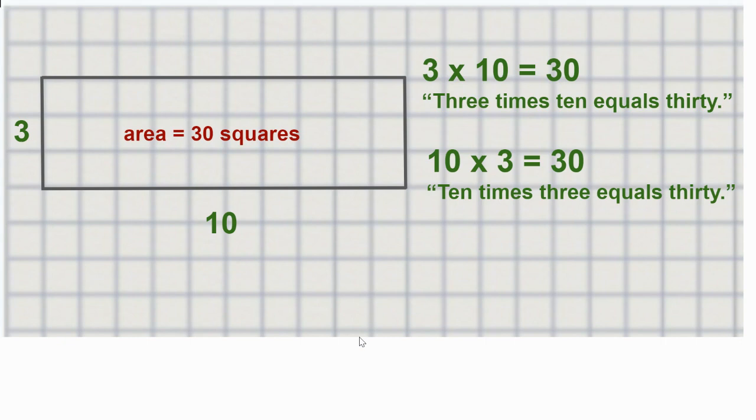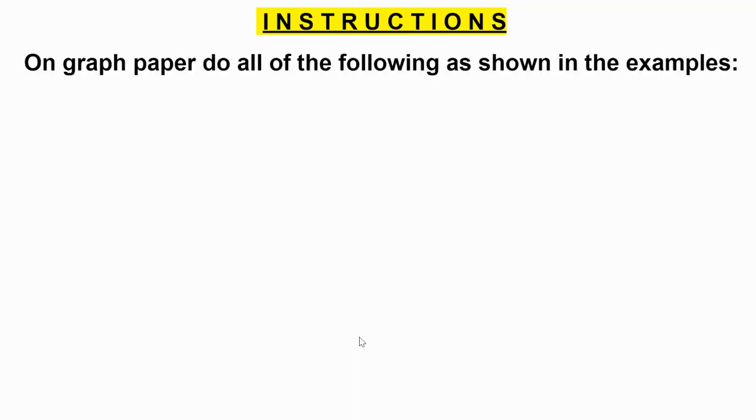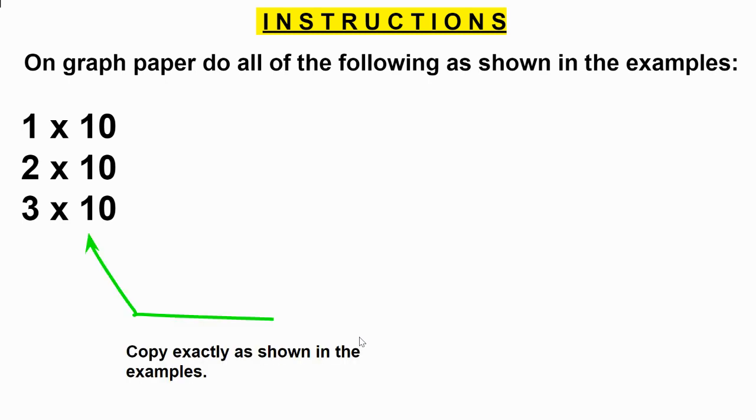So you are going to do this on graph paper for the following. So here are your instructions. On graph paper, do all of the following as we are showing in the examples. So you're going to do 1 times 10, 2 times 10, and 3 times 10. Remember, copy these exactly as shown on your graph paper. We've already done these for you.